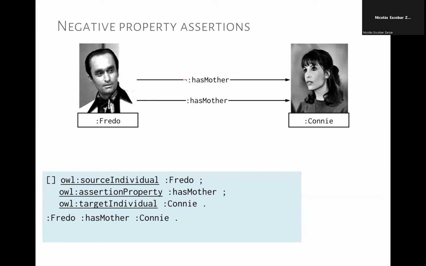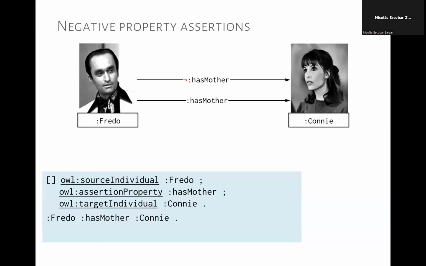The way we write it in OWL is to say source individual Fredo, assertion property has mother, target individual Connie, and we can optionally type it as negative property assertion. But given that all of these properties are only used for negative property assertions, we can infer it from the domain of those properties. So all this says is that Fredo does not have mother Connie, and then it says Fredo has mother Connie.